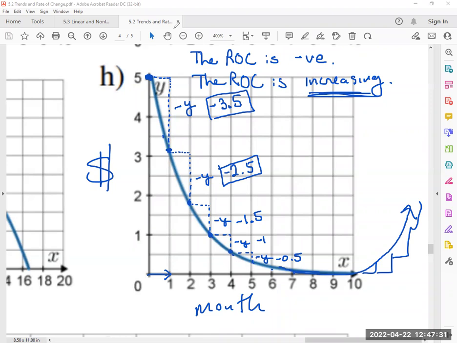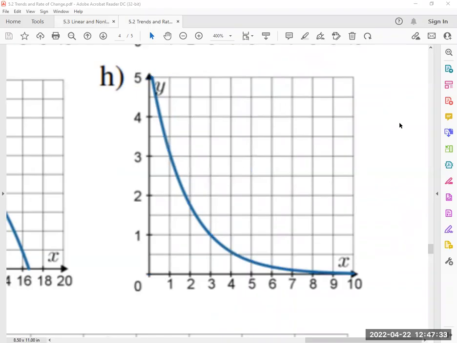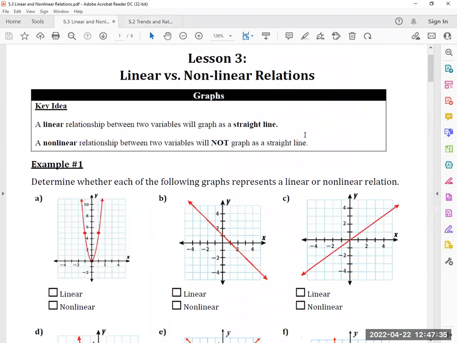If you do have questions, by all means, come and see me. I want to get started on lesson 3, linear versus nonlinear.